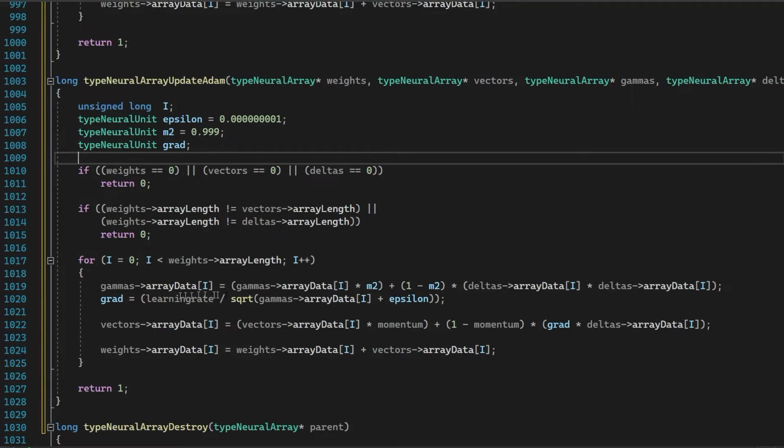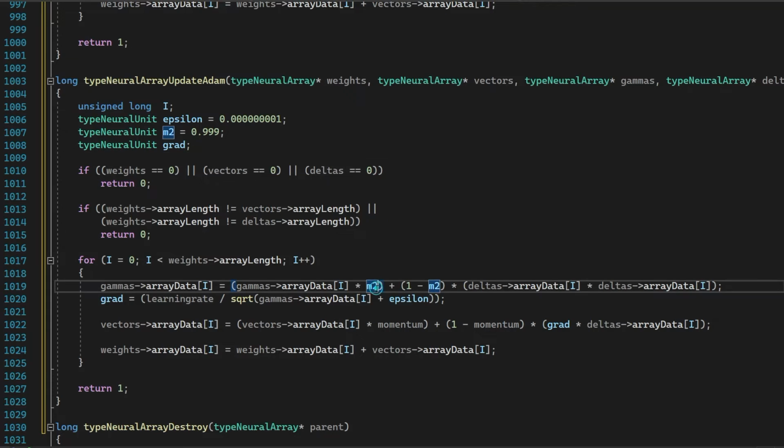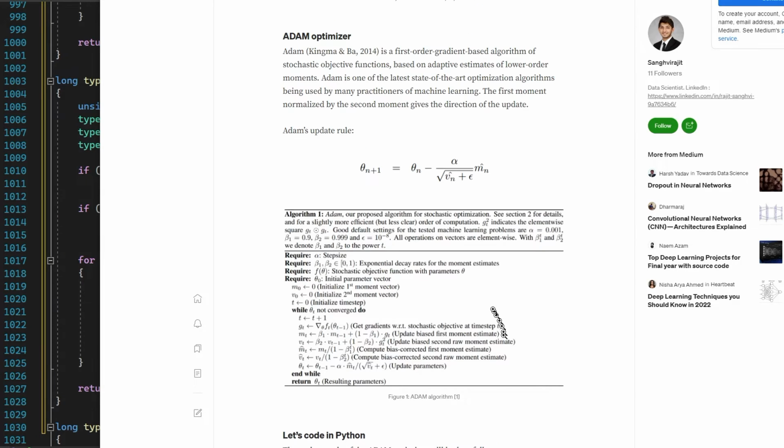Okay, gammas times momentum plus 1 minus momentum 2 times delta derivative squared. Okay, is it right? Yeah, it doesn't say. Let me just read up on this and get back to it.